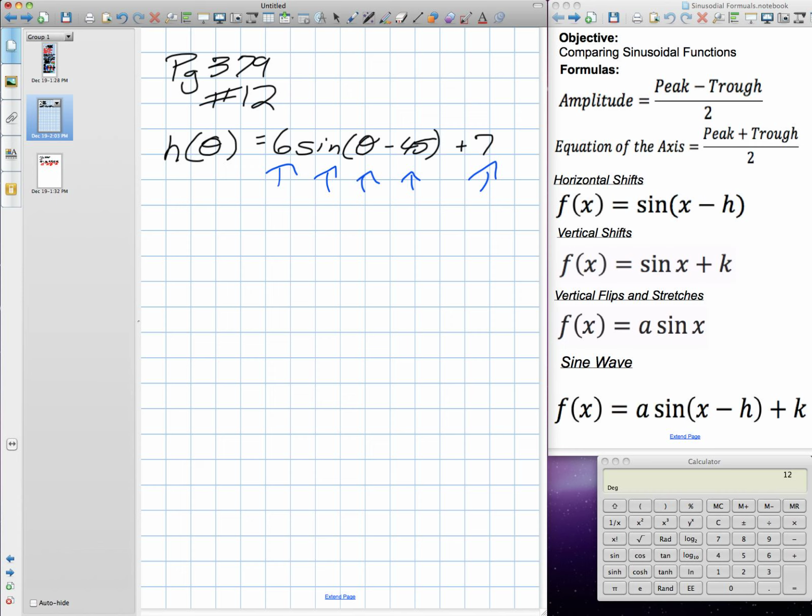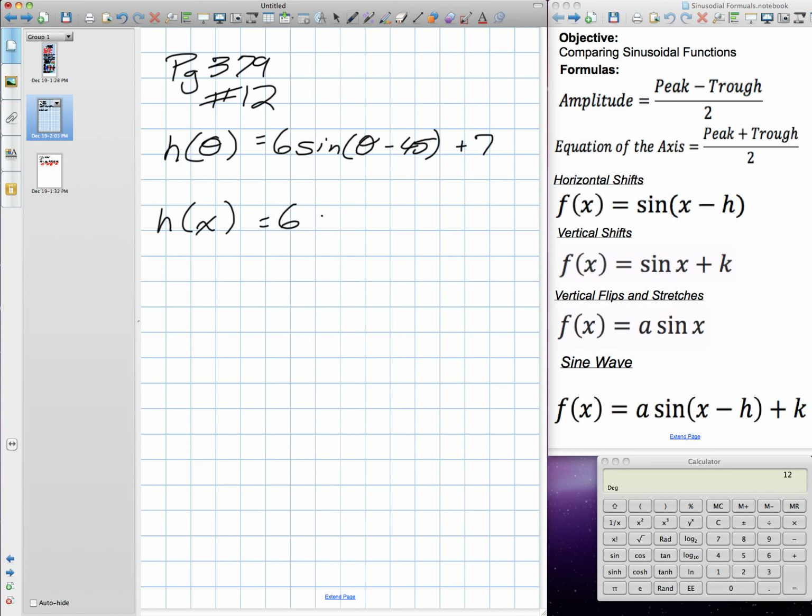Question number 12. It says the height of a Ferris wheel is modeled by this function. They're given to us h of theta is equal to 6 times sine of theta minus 45, plus 7, where h of theta is the height in meters and theta is the number of degrees the Ferris wheel has rotated from the boarding position of the rider. Okay.